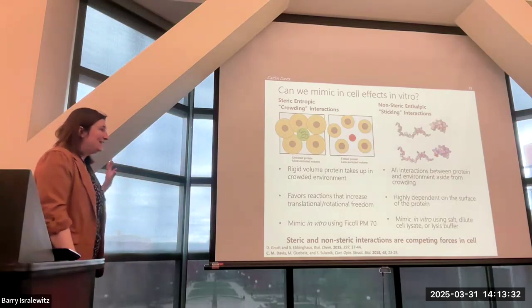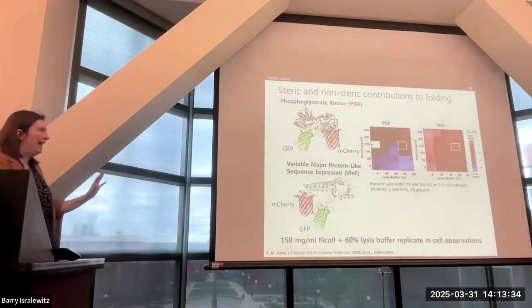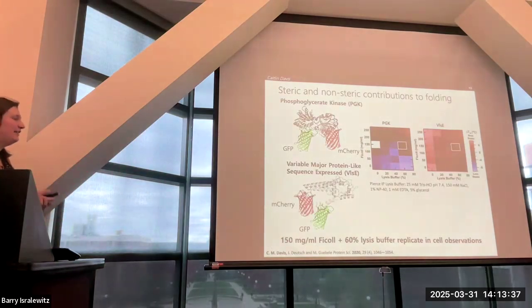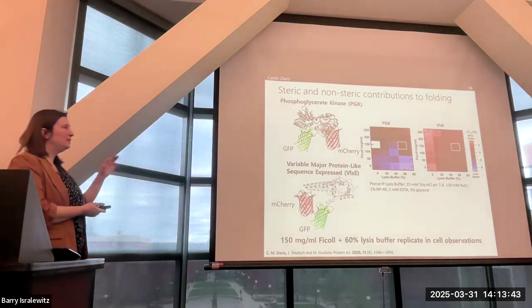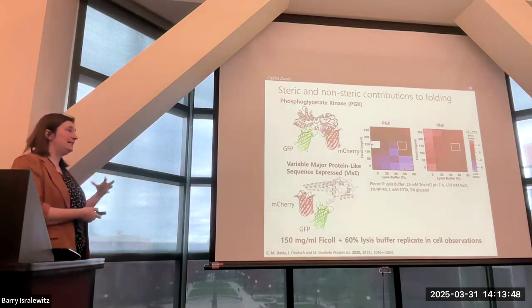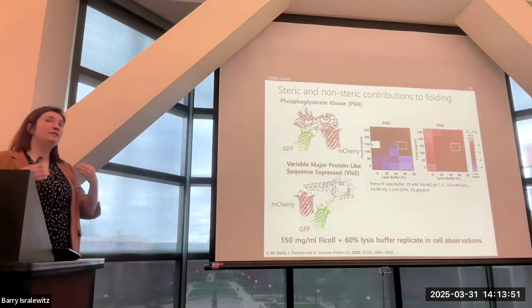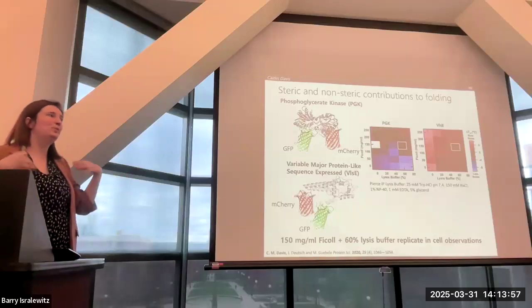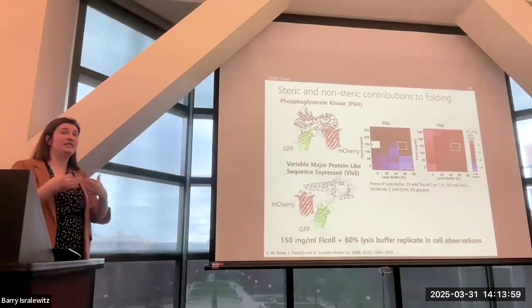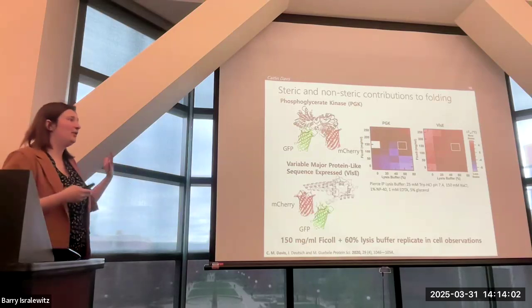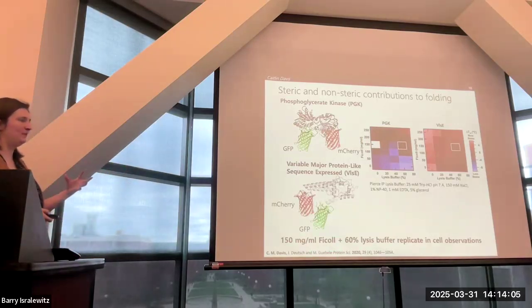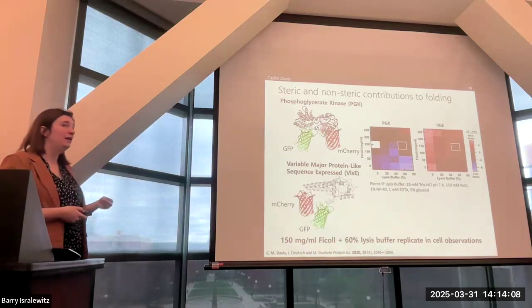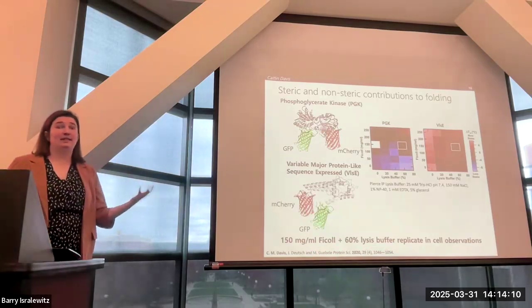I did a lot of this kind of work in Martin's lab. One of the things that I ended on in his group, which was published right as I was starting my independent position, is we looked at two different proteins. We looked at PGK, which is stabilized in cells, and this protein VlsE that is destabilized in cells. We were able to find a mixture of our crowding reagent and our chemical interaction reagent that was able to produce the in-cell stabilities of both proteins. So we suggested that perhaps this kind of mixture of 150 mg/mL Ficoll and 60% lysis buffer could be used broadly to predict in-cell behaviors.